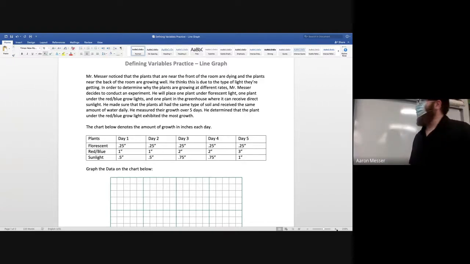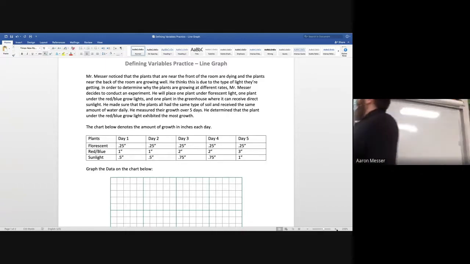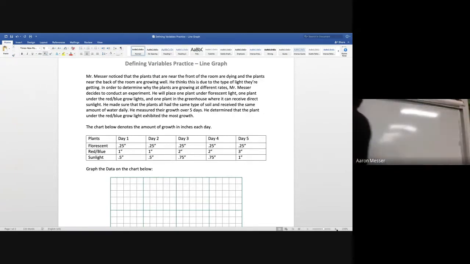How much did the plant grow underneath the red-blue grow light? 9 inches. So the plant under the fluorescent grow light, after basically a week, only grew 1 1/4 inches. The plant under the red-blue grow light grew 9 inches. And the plant in the sunlight grew 3.5 inches. Okay? So looking at the data, you can't really see that, can you? It's not really super apparent.